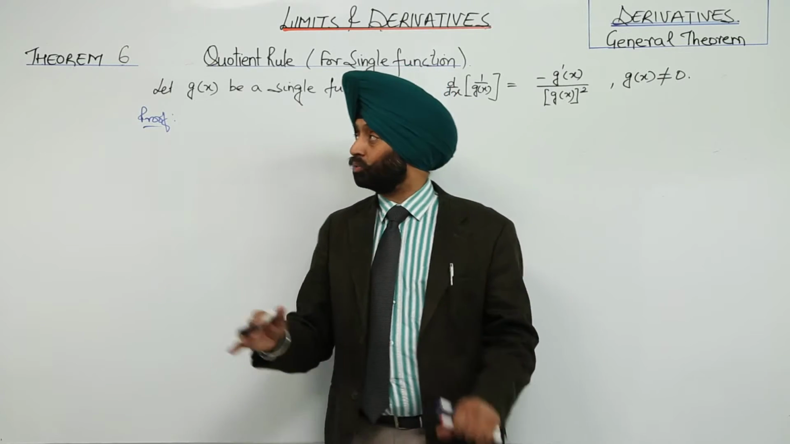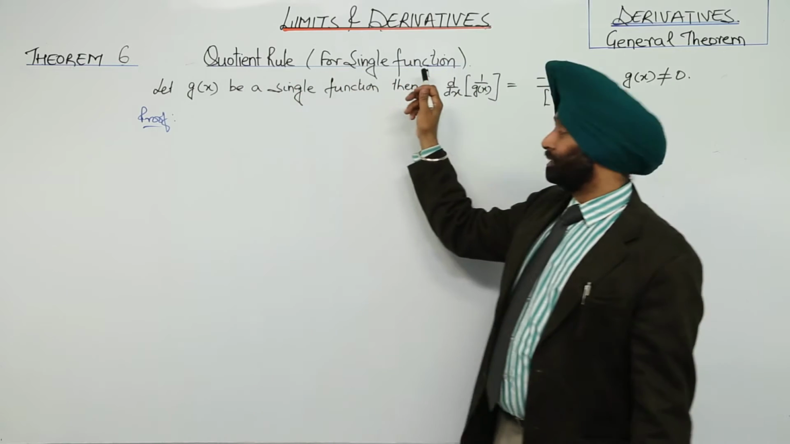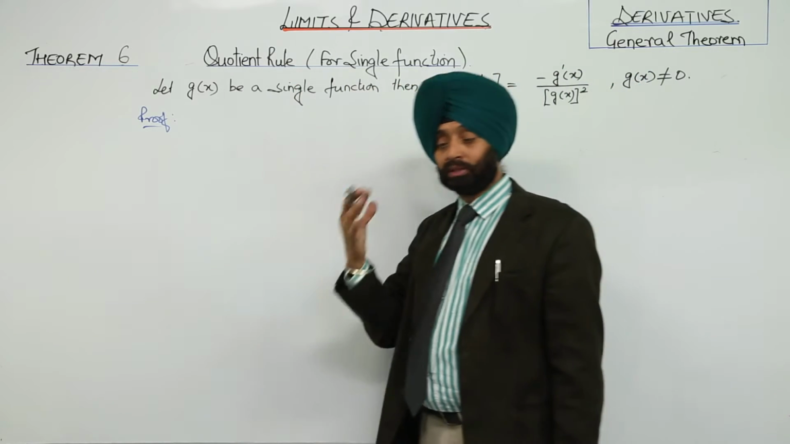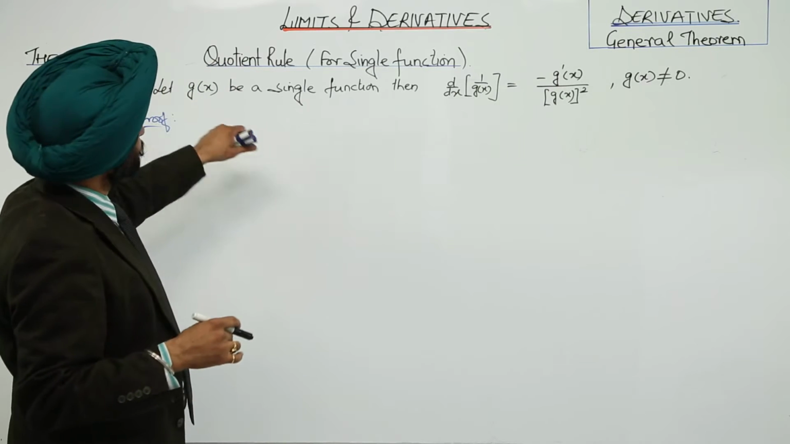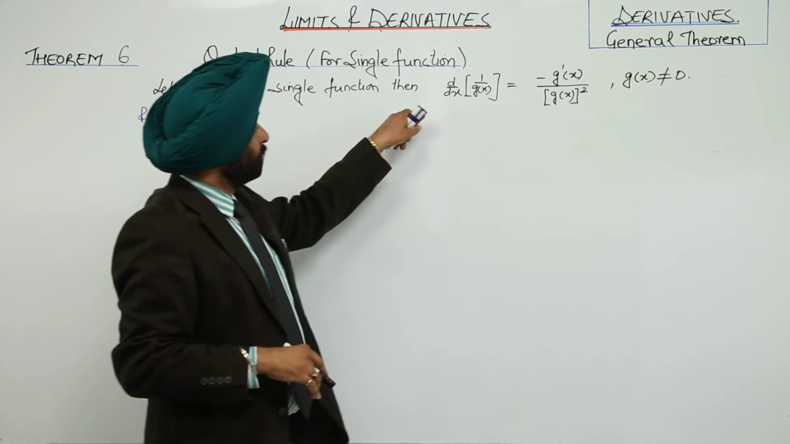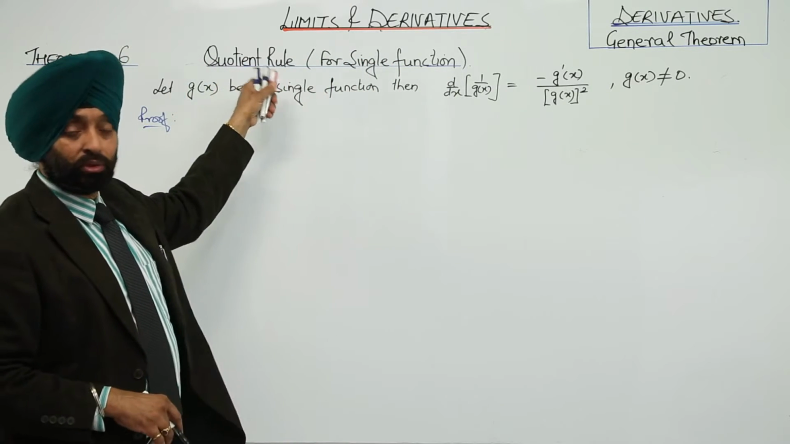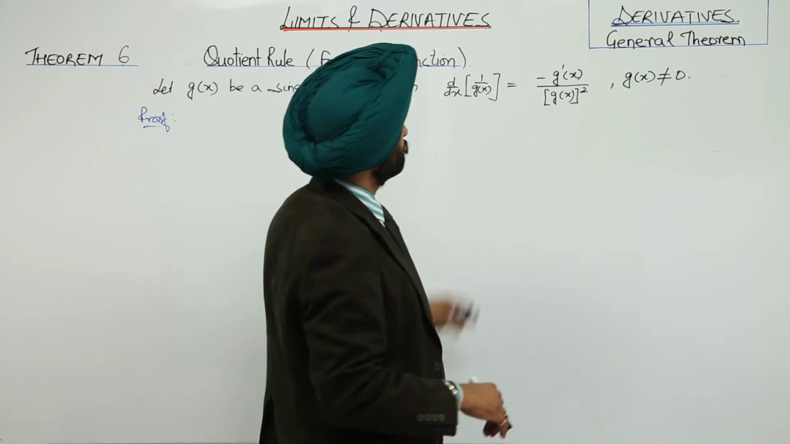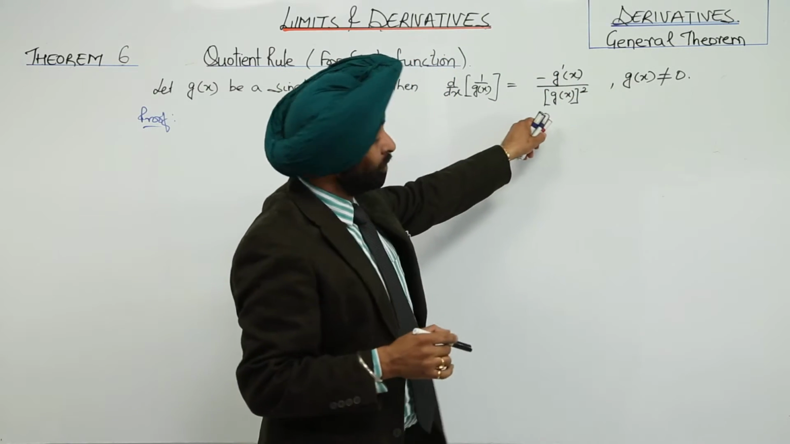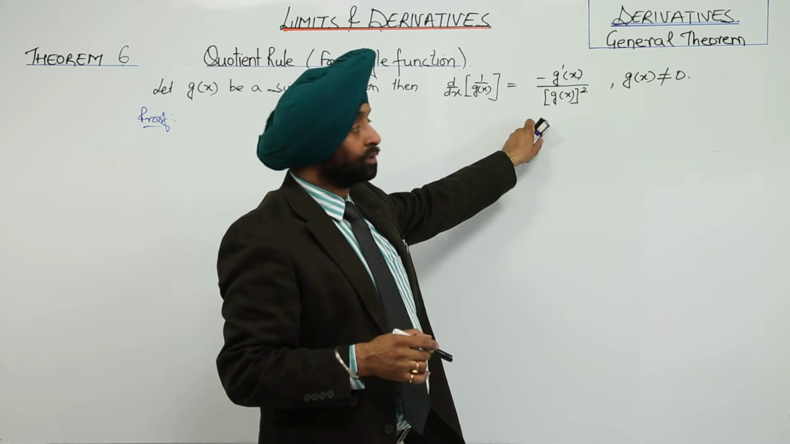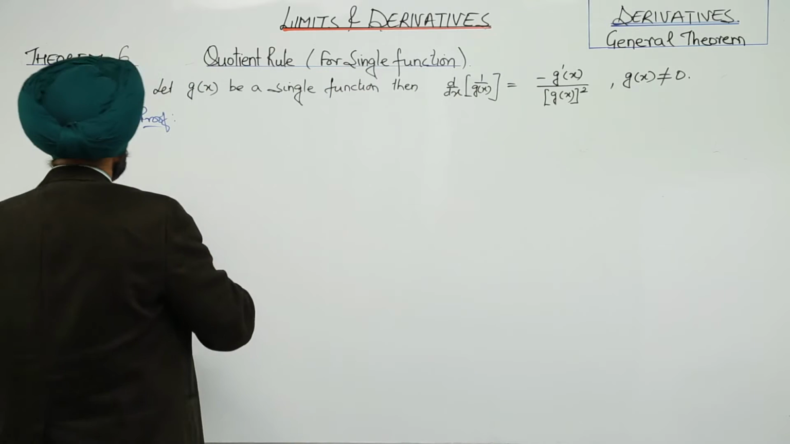Now quotient rule. Now we are having two types of rules here. Number one is for the single function. Now let's derive first for the single function and operate the result. Now let g(x) be a single function, then d by dx of 1 upon g(x), because it is quotient rule, is equal to negative of derivative of g(x) upon square of g(x), where g(x) is not equal to 0.